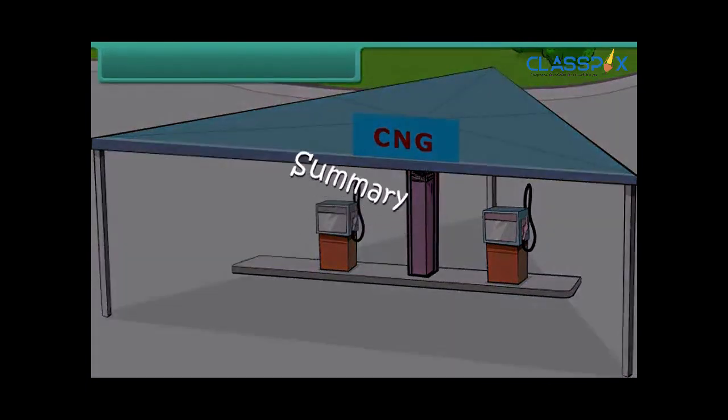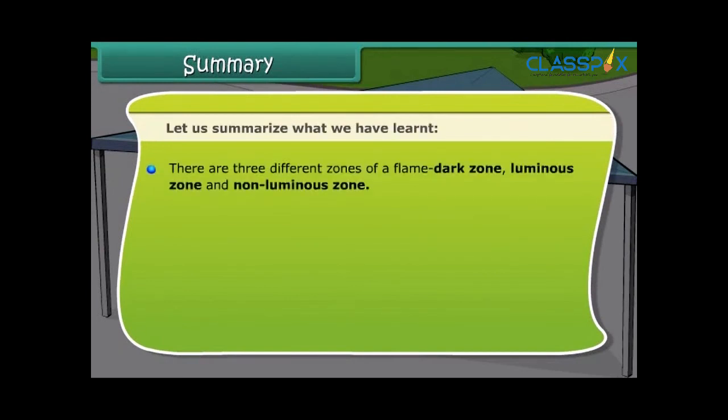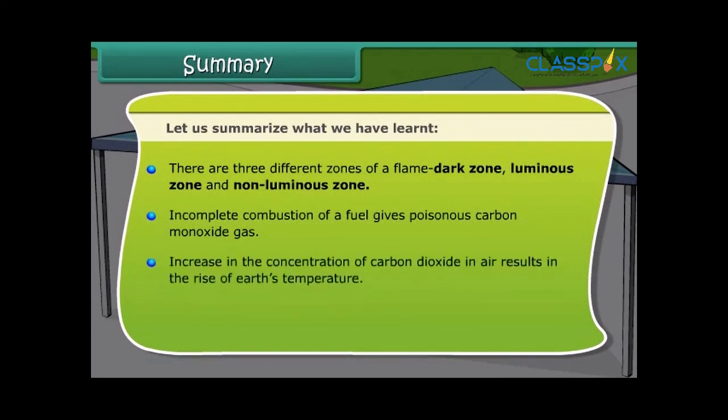Summary. Let us summarize what we have learned. There are 3 different zones of a flame: dark zone, luminous zone, and non-luminous zone. Incomplete combustion of a fuel gives poisonous carbon monoxide gas. An increase in the concentration of carbon dioxide in air results in the rise of Earth's temperature. Acid rain contains oxides of sulfur and nitrogen in dissolved state.